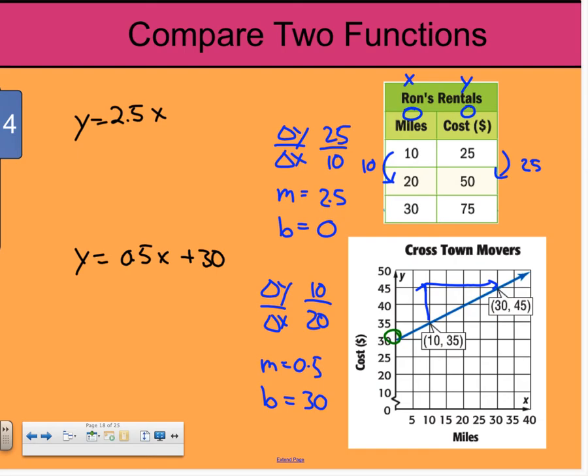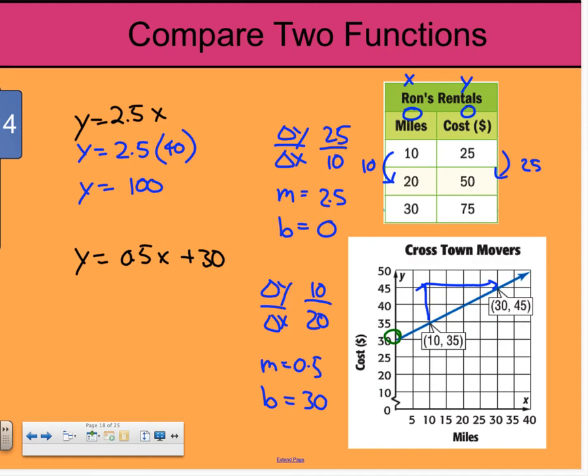Now, if we go back to the problem, we remember that they're trying to move a distance of 40 miles. So for Ron's Rentals, I simply rewrite the equation, and in place of x, which represents miles, I'm going to put 40. And 2.5 times 40 is going to equal 100. Is that right? Yeah. 2.5 times 40? Someone do it real quick. 2.5 times 40 is 100, okay? So the cost for using Ron's Rentals will be $100.